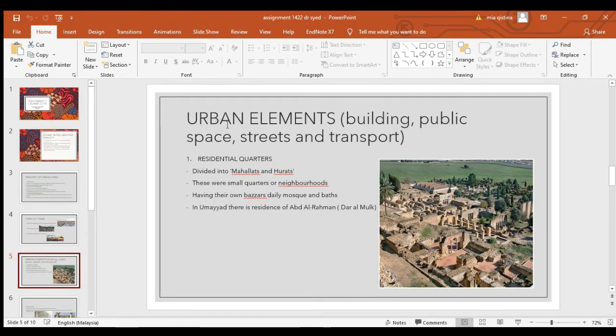Then I talk about urban elements, which are building, public space, streets and transport. First, residential quarters are divided into mahalats and hurats. There were small quarters and neighborhoods. They also have their own bazaar. In Umayyad, there is the residence of Abdul Ar-Rahman. It's also called Dar Al-Mulk. This is the example of Dar Al-Mulk.